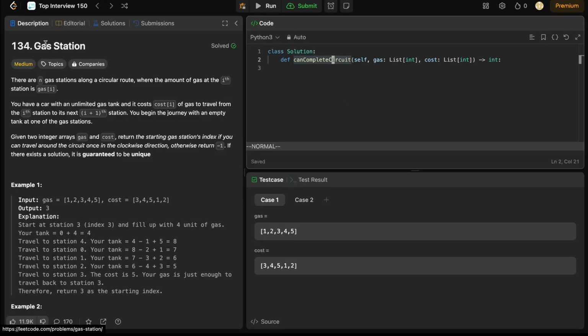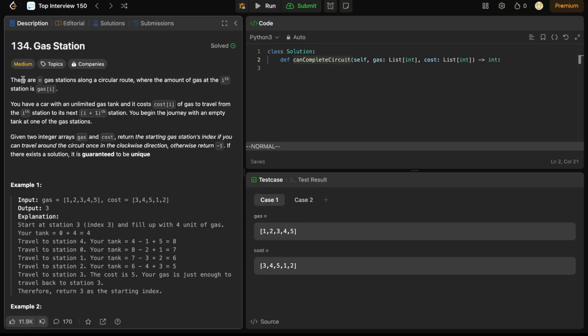So today we're going to be doing gas station. The question is, there are n gas stations along a circular route where the amount of gas at the ith gas station is gas[i]. You have a car with an unlimited gas tank and it costs cost[i] of gas to travel from the ith station to the next, i plus 1, station. You begin the journey with an empty gas tank at one of the gas stations. Given the two integer arrays gas and cost, return the starting gas station's index if you can travel around the circuit once in the clockwise direction, otherwise -1.